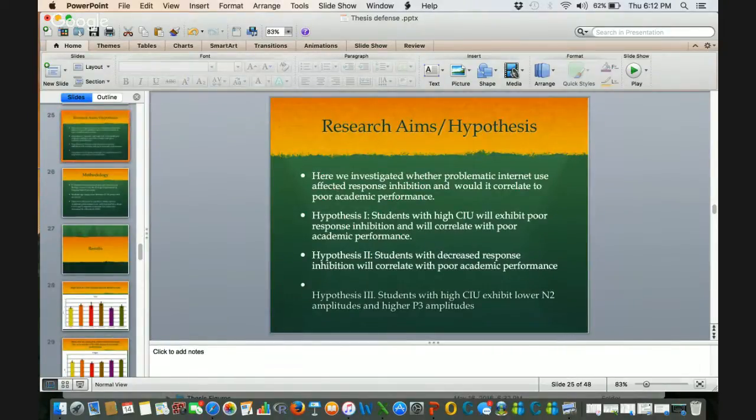So my research aim here was to investigate whether problematic internet use would affect response inhibition and whether it would correlate with poor academic performance. Our first hypothesis was students with high compulsive internet use will exhibit poor response inhibition, which will correlate with poor academic performance. Our second hypothesis was students with decreased response inhibition will correlate with poor academic performance. And the third, students with high compulsive internet usage will exhibit lower N2 amplitudes and higher P3 amplitudes.